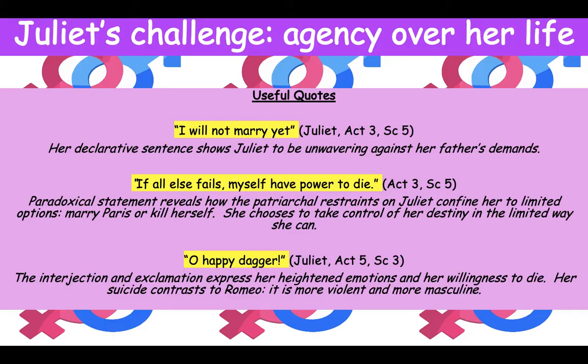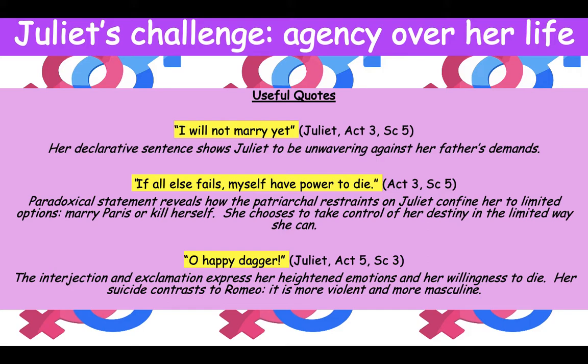And at the end of that scene, when her father leaves, and what we've just seen is him basically say, well, you can die in the streets because I'm washing my hands of you. She says, if all else fails, myself have power to die. It's quite a paradoxical statement, but it reveals the patriarchal restraints on Juliet, and it confines her to limited options, but she is willing to take the option that she prefers. Her option is to marry Paris or to kill herself. She's going to choose to kill herself and defy her father's wishes. So she chooses to take control of her destiny in the limited way she can.